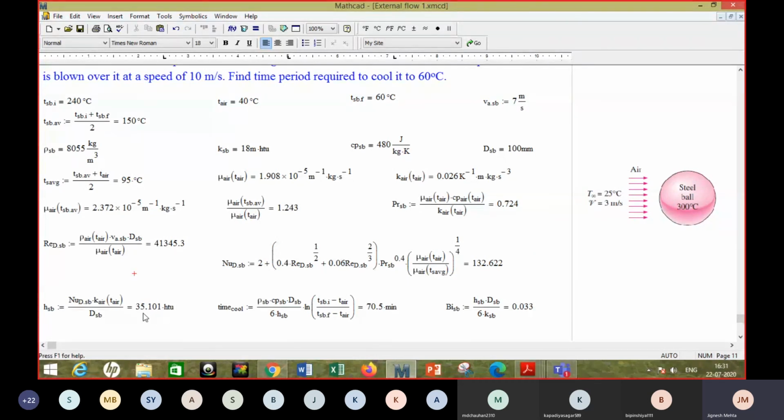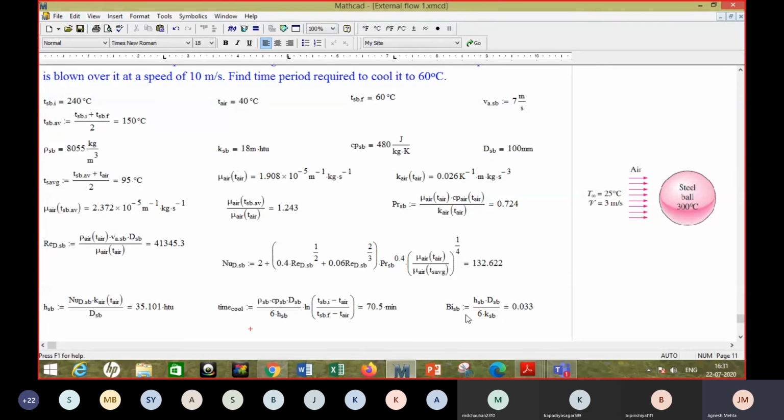And you get the heat transfer coefficient, which is coming out to be 35. So this is of main interest to us, right? 35 watt per meter square Kelvin is the heat transfer coefficient that you got, and from the formula of transient conduction I got the time period over which this cooling will occur. It tells me that it will take around 70.5 minutes.